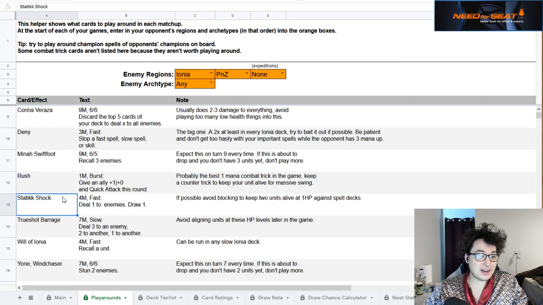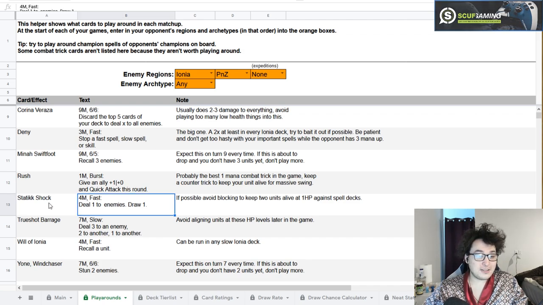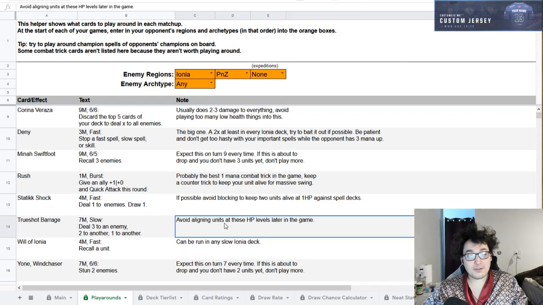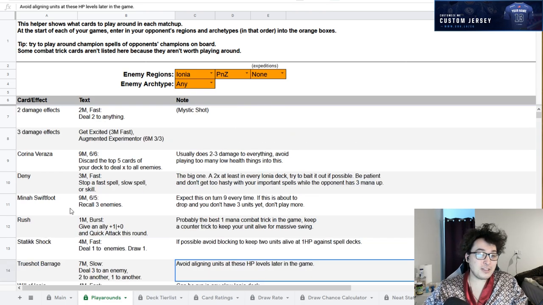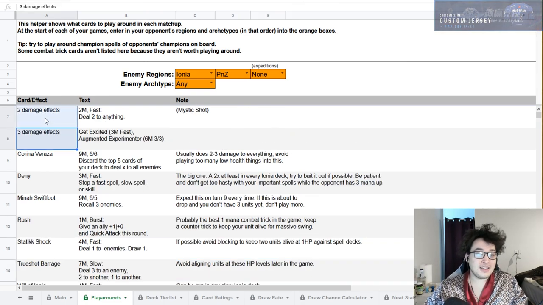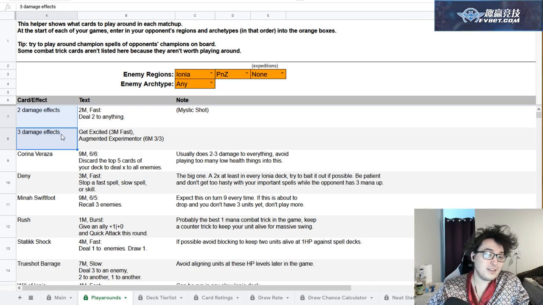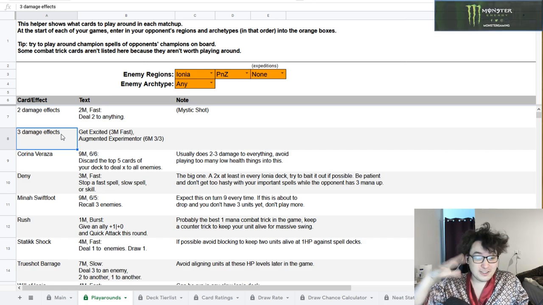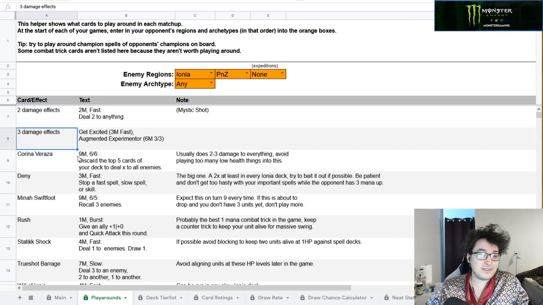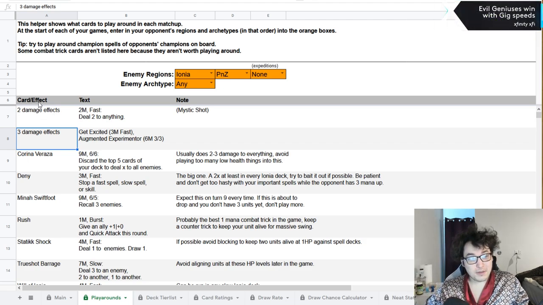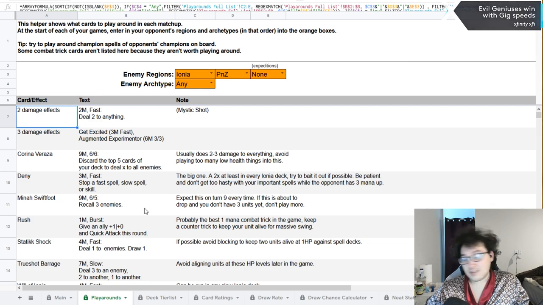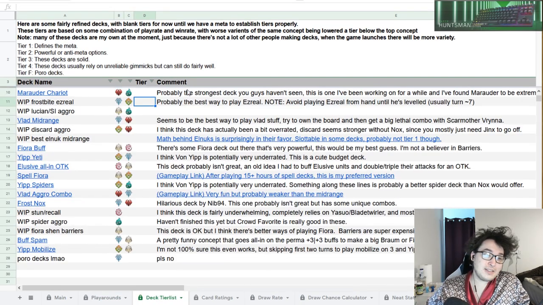Basically, it's just a list that I've personally chosen to be the highest impact cards that you should be aware that your opponent might have. Static Shock might come out at the 4 mana turn. True Shot Barrage means avoid aligning units at these HP levels in game. It's just a reminder tool while you're playing. Even if you're not a totally new player, which of course this is going to be really useful for, it's still hard to remember literally every single card to always play around, so having a visual indicator is nice. And hopefully I can go through and polish this and make the visuals look better. Maybe pull up the card art or something like that. Who knows?